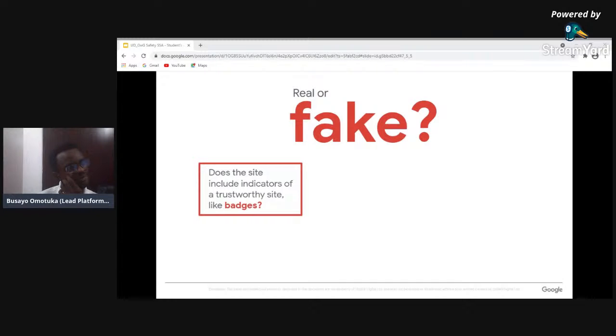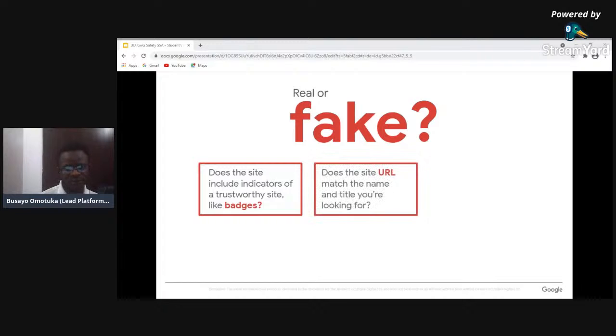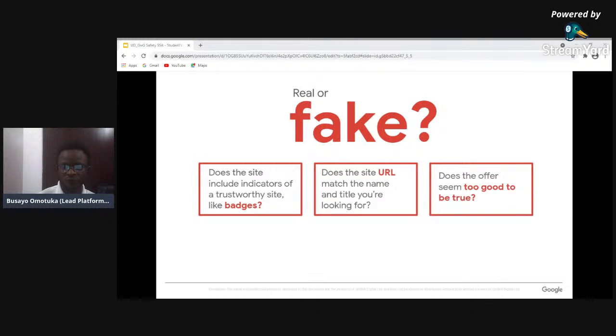When you find yourself on any site or platform, you can ask: does the site include indicators of a trustworthy site, like badges? I mean, does the site include common things that a normal site has? The second one is, does the site URL match the name and title you are looking for? This is very important. The third is, does the offer seem too good to be true? Some offers can be too good to be true, so this is another one.